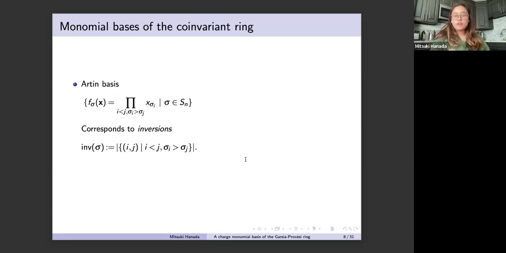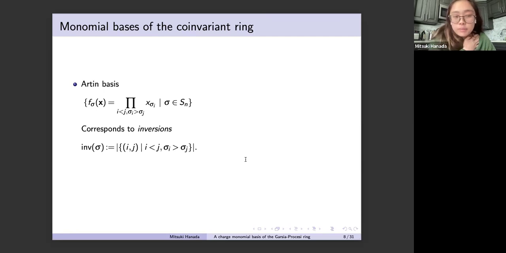But our whole point of the talk is to talk about monomial bases, because I'm going to be introducing a basis of the Garsia-Procesi ring. So let's first talk about monomial bases of the coinvariant ring. We have two very well-known bases, the Artin basis and the descent basis. The Artin basis is defined like this.